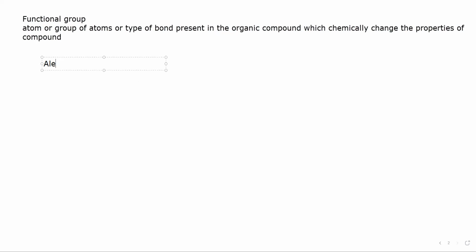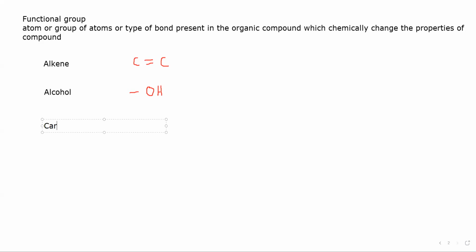Alkene is classified as a hydrocarbon as well, and it is also classified as a functional group. When it is alkene, what is the meaning? If there is an alkene, it means between the carbon atoms there should be a double bond. So alkene is one functional group. Alcohol means that OH is present in the structure. If OH is present in the structure, it is alcohol.